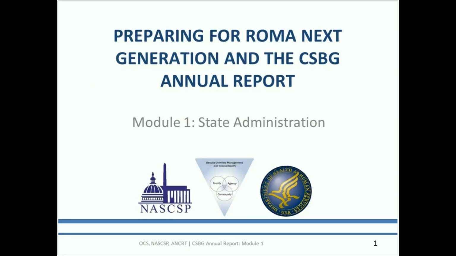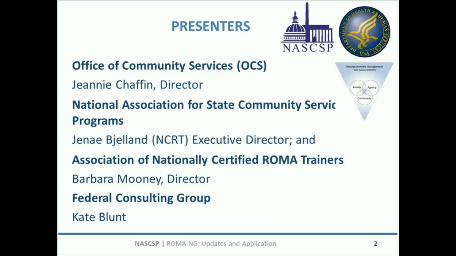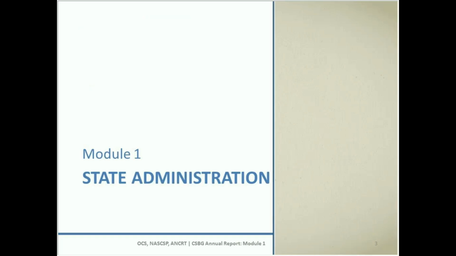Thank you for tuning in to Preparing for ROMA Next Generation and the CSBG Annual Report, an overview of Module 1, State Administration. Our presenters for Module 1 are Jeannie Chaffin, Director of the Office of Community Services, Jenae Bjelland, Executive Director of the National Association for State Community Services Programs, Barbara Mooney, Director of the Association of Nationally Certified ROMA Trainers, and Kate Blunt of the Federal Consulting Group. Again, we'll be reviewing Module 1 on State Administration.